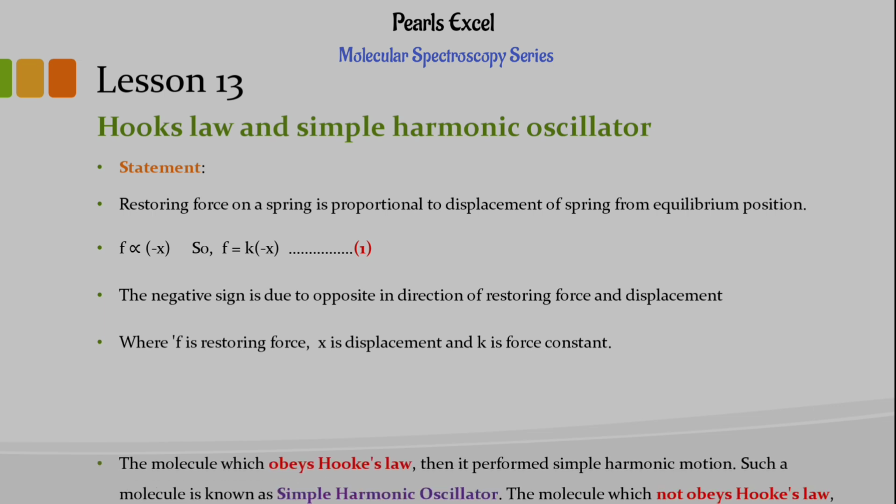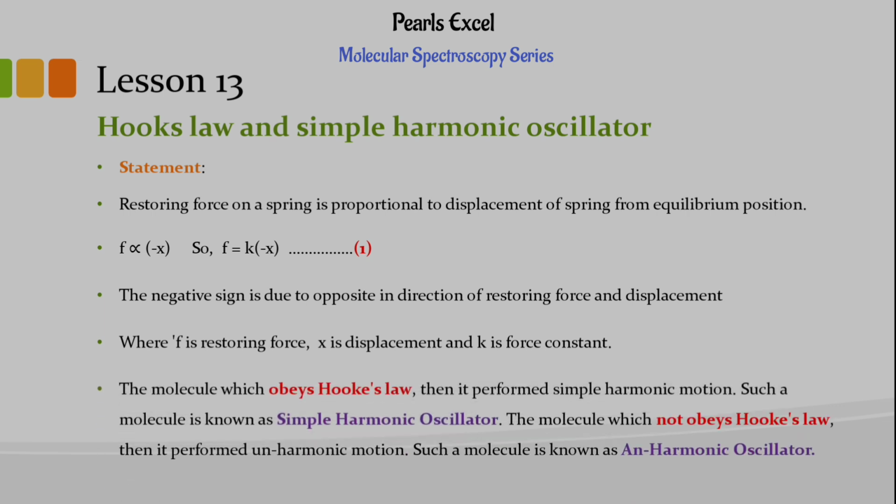Later, a molecule which obeys Hooke's law performs simple harmonic motion. Such a molecule is known as a simple harmonic oscillator. And a molecule which does not obey Hooke's law performs anharmonic motion. Such a molecule is known as an anharmonic oscillator. Now let's understand these terms through the diagram.